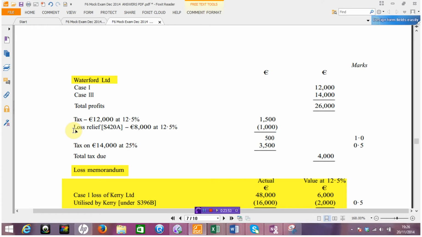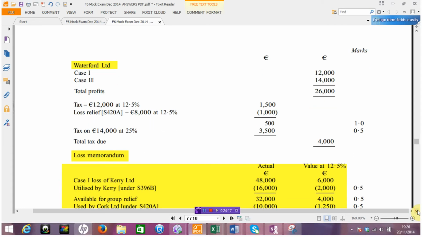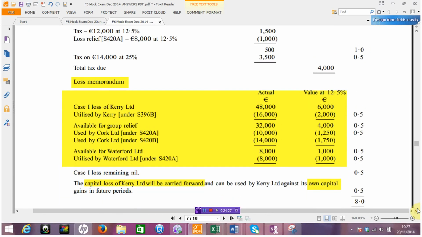Pretty simple, straightforward calculation. We've got the value basis being applied, actually the full basis, against the case 1 income, and we're left with the 14,000 case 3 income being taxed at 25%. Okay. Now there are other approaches, as they note within the answer, to this particular answer format, or indeed the way that they relieve the losses. So several possibilities, but the one that they've shown is probably the simplest one, I think.